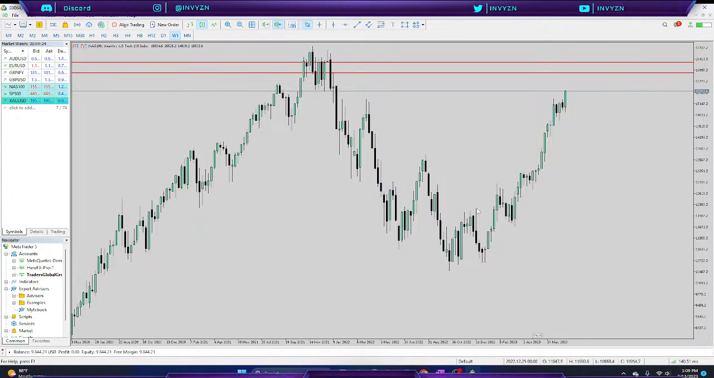First, it took out this high right here, creating a market structure shift, and then after it did that, it took out this high. So once it took out this high, we're confident that price wants to keep taking out the rest of these highs.